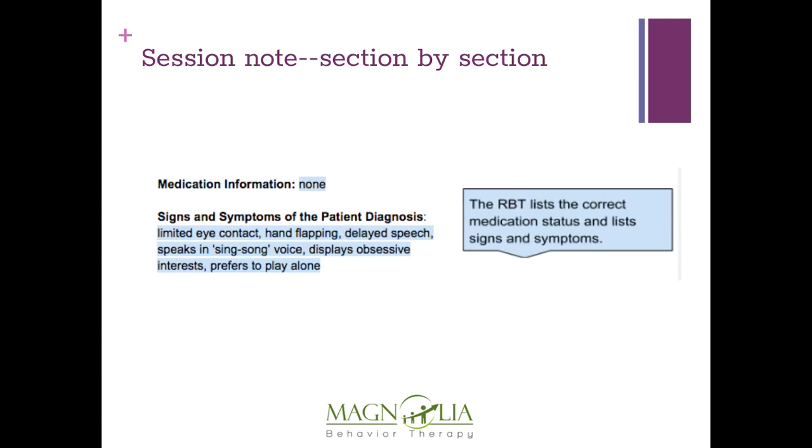The next part of the session note is medication information and signs and symptoms of the patient diagnosis. Both of these sections are very important to session notes. First, when documenting medication information, you need to be accurate. If you're not sure if a patient is on medication, ask the parent or BCBA. When documenting the signs and symptoms of the patient diagnosis, you'll document which signs and symptoms of autism you observed during that session. This is very important because insurance companies contract with ABA providers to work on the signs and symptoms of autism.